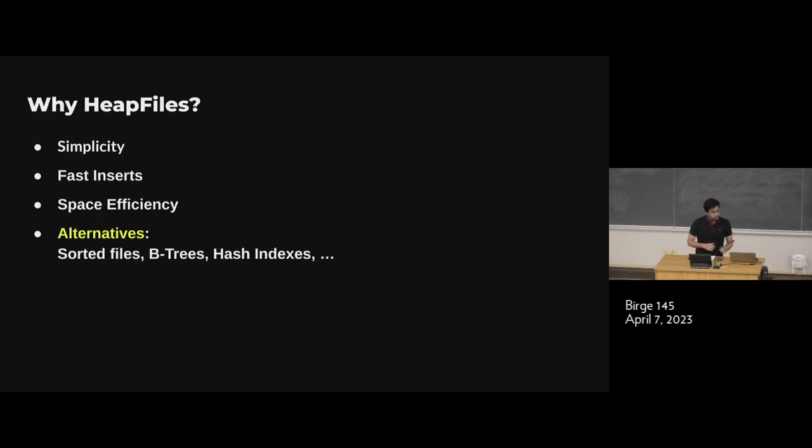Okay, so why are we using heap files? Mostly because of simplicity. It's easier to implement. There are other alternatives, but it's simple, it's easy to understand. Also, because there is no ordering to these rows inside a heap file, inserts are much faster. And I guess they're space efficient. I mean, they don't use too much metadata. They just have the bare minimum. They don't have any ordering. So I guess it's space efficient.